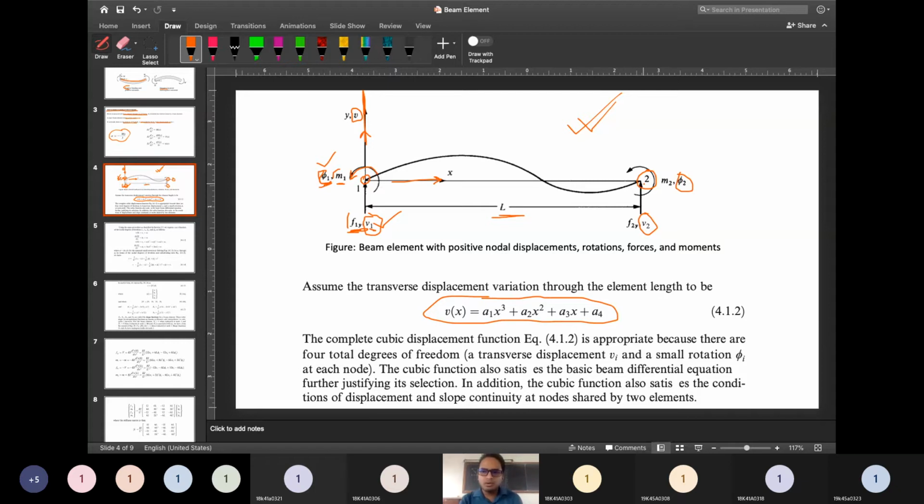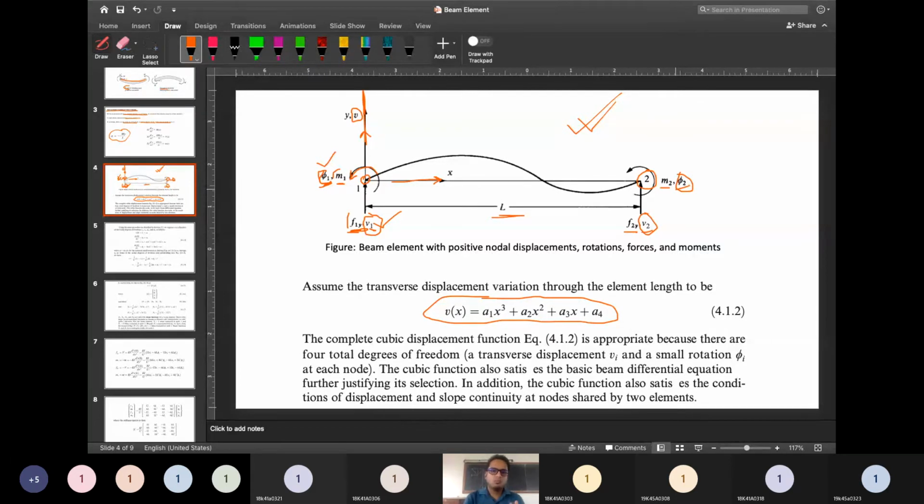Similarly, for your node number 2, F2y is acting and M2 is acting. Moment M2, force F2y. What will be its degree of freedom? Its degree of freedom will be V2 and phi2. So here we have 4 unknowns.